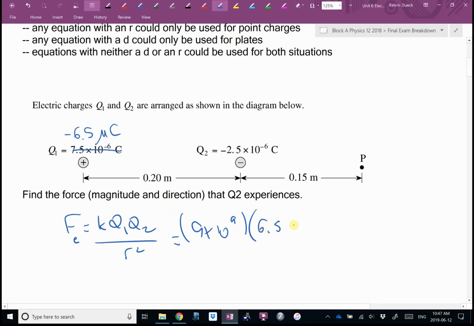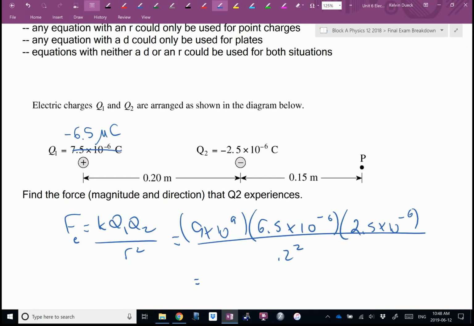So it's going to be 6.5. What was microcoulombs? 10 to the what? Negative 6. And then it's going to be 2.5 times 10 to the negative 6 all over 0.2 squared. What do you get? Could you crunch that really quickly, please? Thank you for finally getting your calculator and your green sheet out, like I've said, or your formula sheet out, like I've said several times.